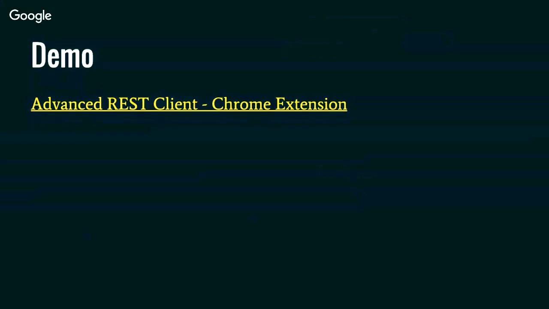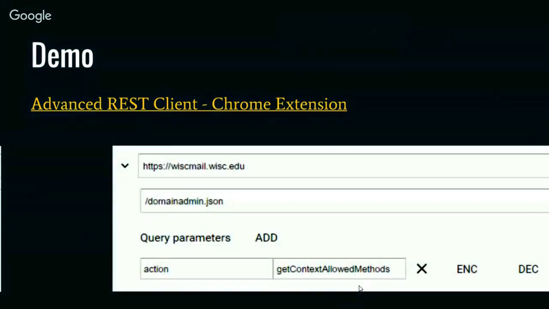All right, so this is a brief demo. This demo is using a client called Advanced REST Client. It's a Chrome extension that you can use to call REST APIs. Pretty simple. The screenshots are rather self-explanatory, which is why I'm using it for the demo here. So in this first example, we're going to do a simple GetContextAllowedMethods, like one of those helper methods that we mentioned.